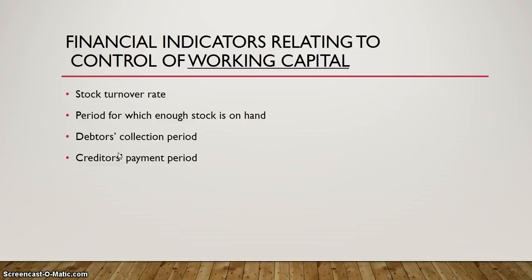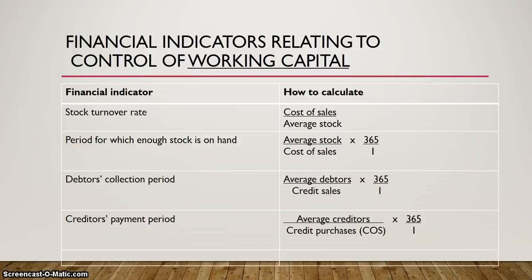Now, when we are looking at how to calculate these, let's take each of them. Our stock turnover rate, how do we calculate that? We take our cost of sales and we put it over our average stock. Average stock is half of the stock that we had at the beginning of the period plus the stock that we have at the end of the period. The period for which enough stock is on hand, we just do the opposite. We are now turning it upside down. We take our average stock over our cost of sales times 365.